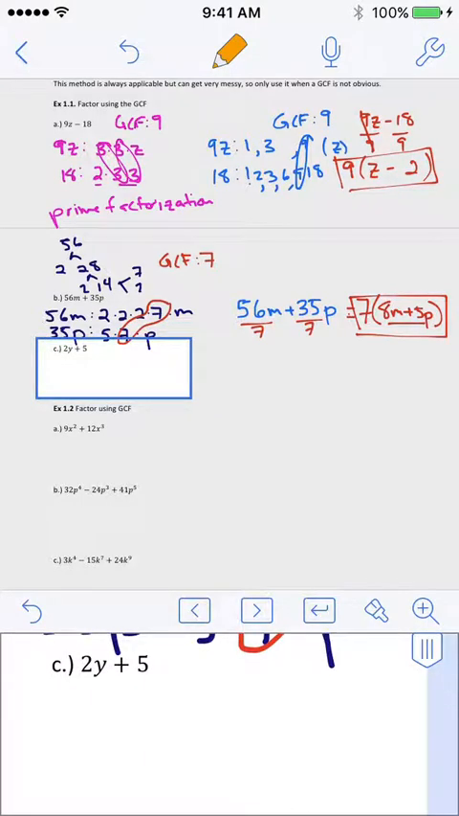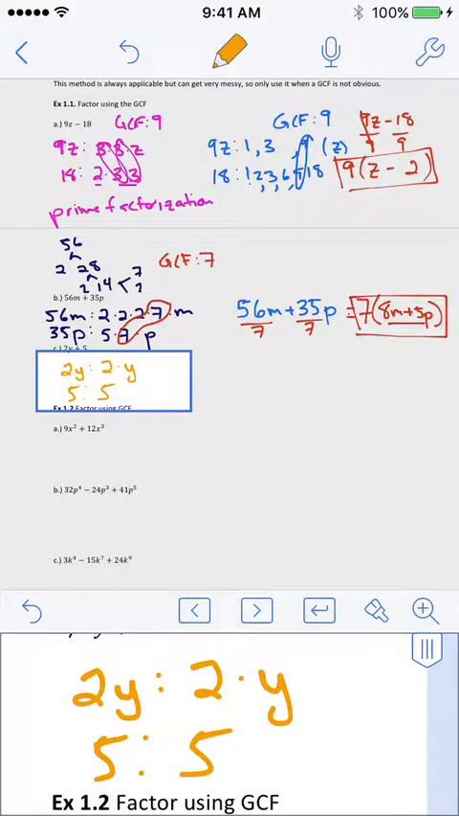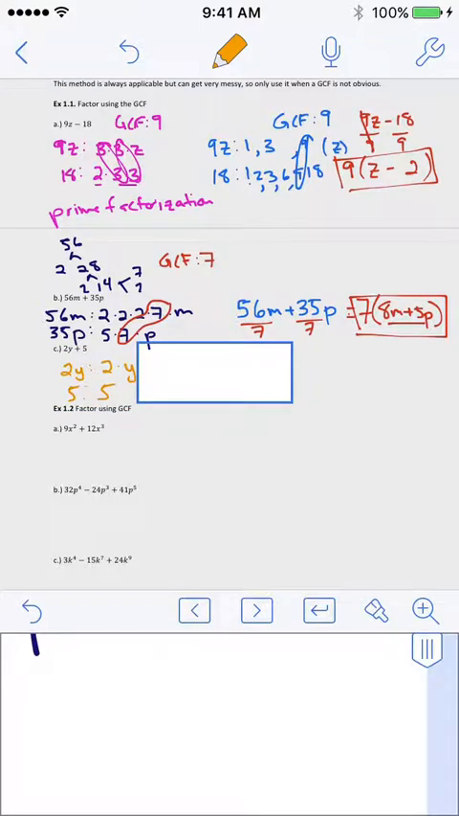Example C. 2y plus 5. Well, let's see. 2y and 5. Let's break it down. Okay, well, 2 is a prime, so I can just write 2. And y is a variable, so we'll just write y. Fabulous. 5 is also a prime. Interesting. Looks like they don't have anything in common, right? So what would we call the GCF? There is always a GCF every single time.